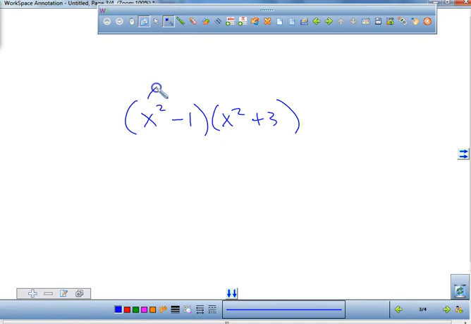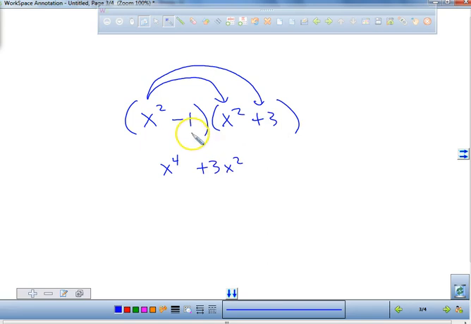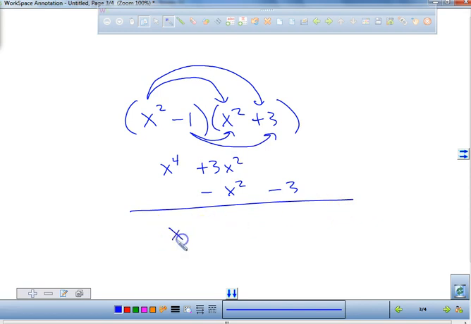All right, Haley. x squared times x squared. Good job. All right, x squared times 3. Good job. Negative 1 times x squared. Notice, I put that directly underneath the other x squared because they're like terms. And then negative 1 times 3. Let's add these suckers together. Our final answer, everybody. All right. f of x equals x to the 4th plus 2x squared minus 3.